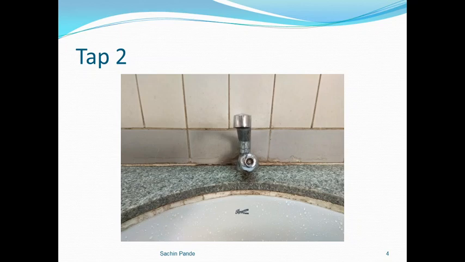Now what is the second? The second one also has the same disadvantage that if you do not know whether the water is flowing or not, it would be really difficult. You might end up wasting water. Here in this case, you can use it with either hand. Even if one hand is busy, you can use the other hand.